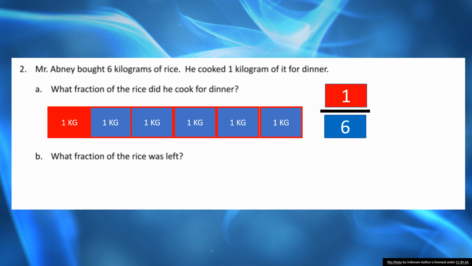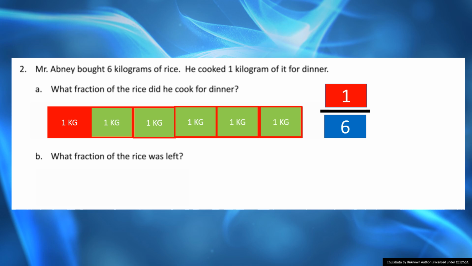Now let's look at B. B says what fraction of the rice was left. Now, you can circle what was left as you count it so that you can see what was left. So, let's see what he had left. 1, 2, 3, 4, 5. He had 5 kilograms left.